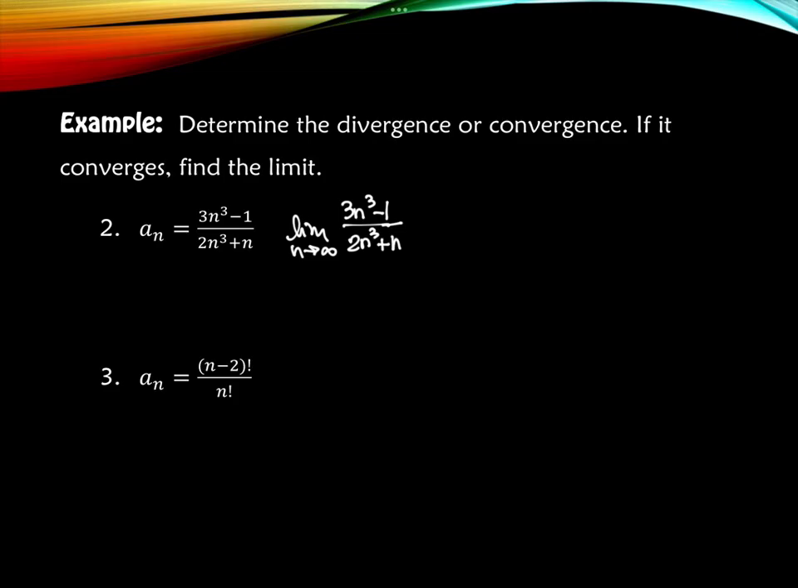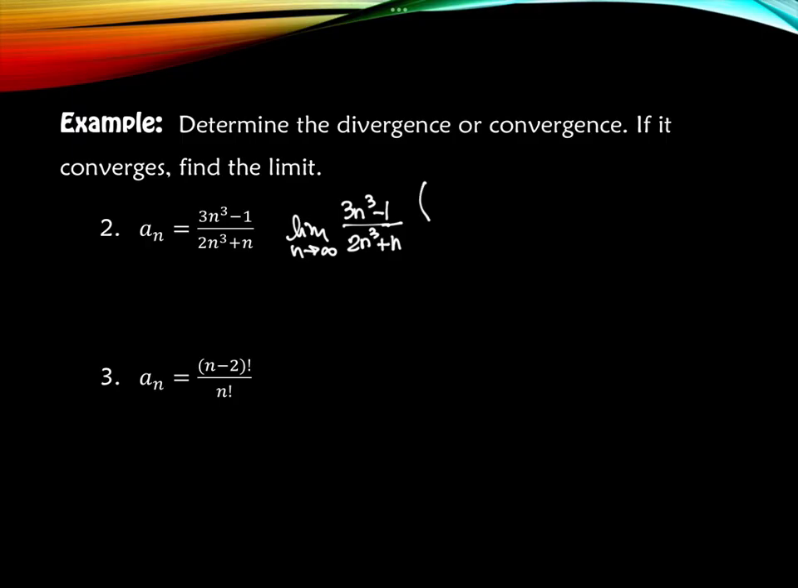Now, there is a difference. X is a continuum, right? The domain is all real numbers. N's domain is actually just natural numbers. But that doesn't change the way that limits work. They work the same way. So this is what we did back in Calc 1.